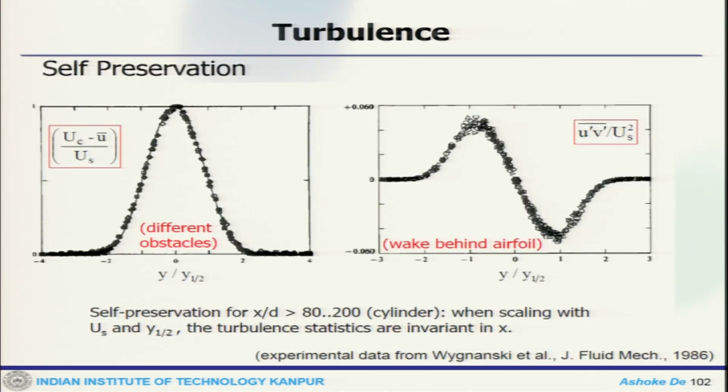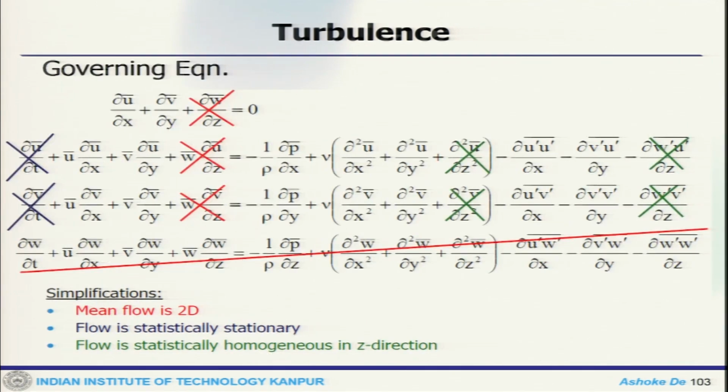Now, when you talk about self-preservation, if we plot y by y half, this shows nice plots, and this is how the wake behaves, the fluctuating component, how that behaves. So, this gives you an idea. I mean, there are flows which essentially show this kind of self-similarity.